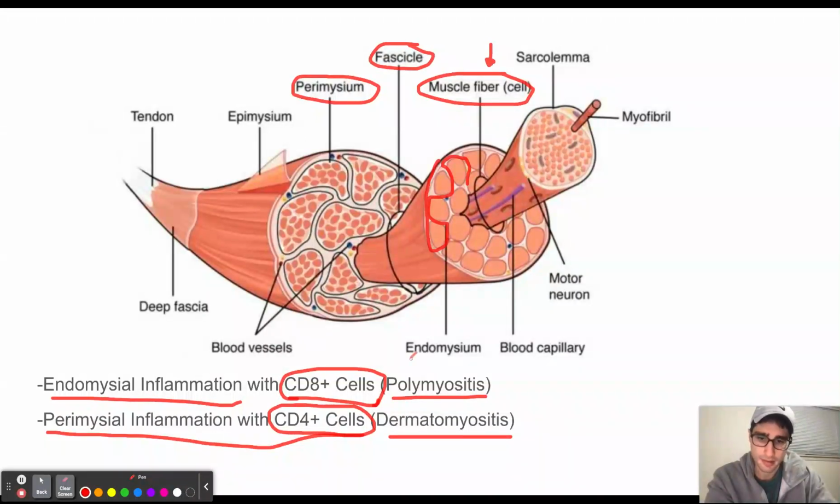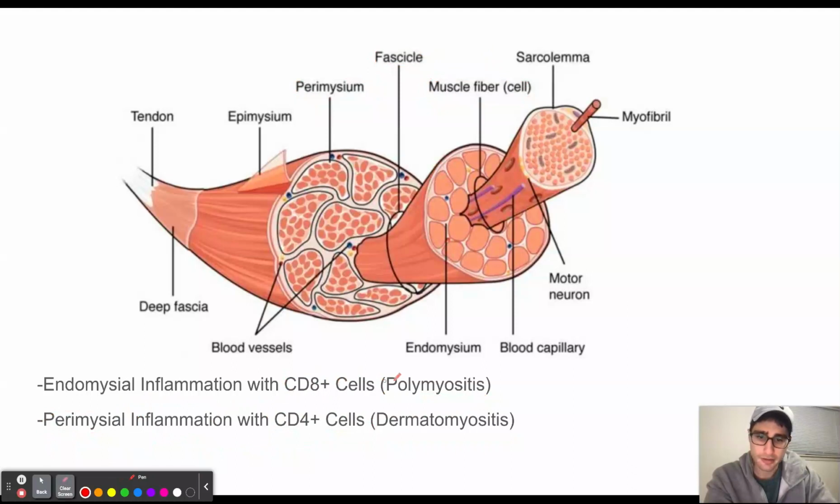The way I like to remember this is that because the skin is going to be in the outer layer of the body, and because perimysium is more outer than the endomysium, this is how I know that dermatomyositis is going to be associated with perimysial inflammation. I like to think of the P as an 8, and that is how I try to keep in mind that CD8 positive T cells are going to be the cells that are going to be causing the inflammation with polymyositis.